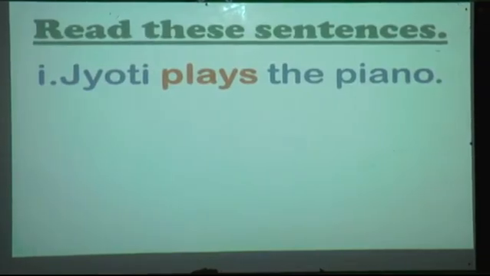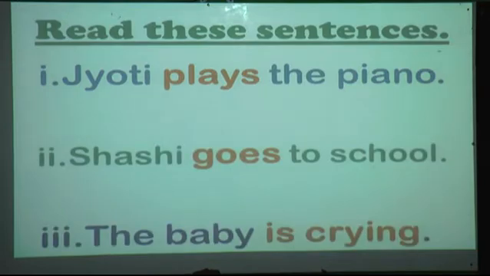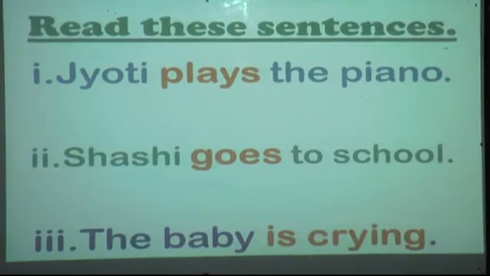Now read these sentences. What is the first sentence? Jyoti plays the piano. Shashi goes to school. The baby is crying. Now here three sentences are there. Can you see? Again I will read. Jyoti plays the piano. Shashi goes to school. The baby is crying. The words in orange color, if you see: plays, goes, is crying.